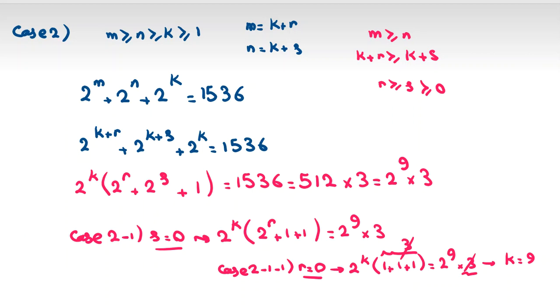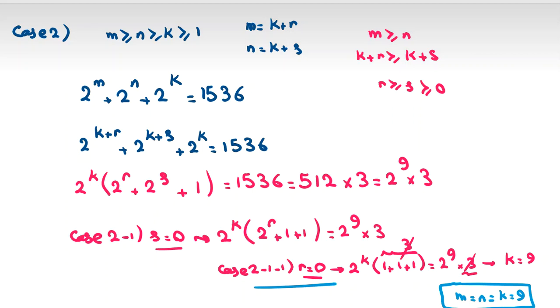K equal to 9. So M is 9, N is also 9. So in this case, M equal to N equal to K equal to 9. Let me write it, I think better to write with another color here. M equal to N equal to K equal to 9. This is our first answer.